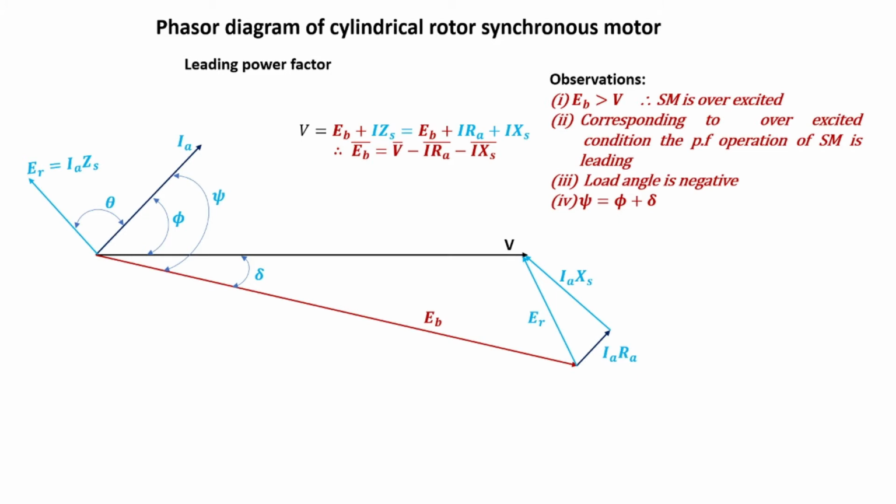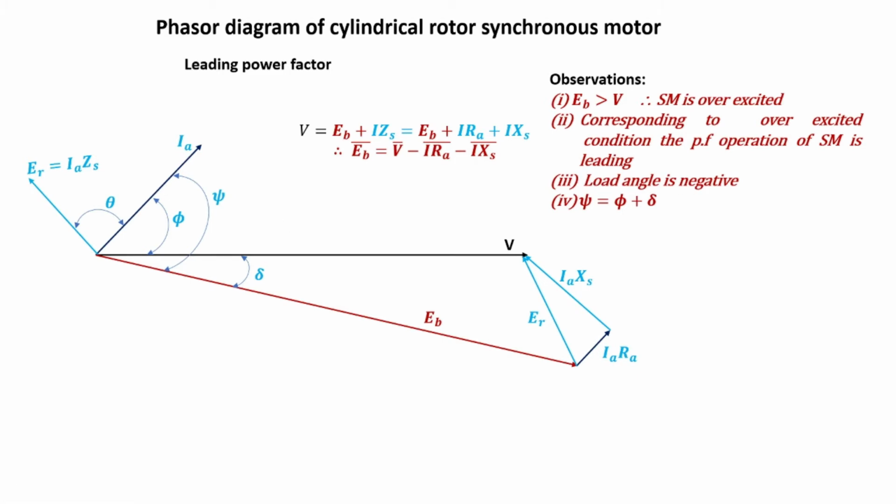This condition is just opposite in the case of synchronous generator. Corresponding to lagging power factor condition, this relation is coming in synchronous generator. Corresponding to leading power factor of operation in the case of synchronous generator, the relationship was psi is equal to phi minus delta. So from this phasor diagram there is a common point that load angle is negative. So we can conclude that in the case of synchronous motor load angle is negative, and in the case of synchronous generator load angle is positive.